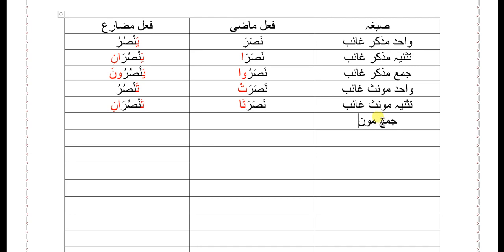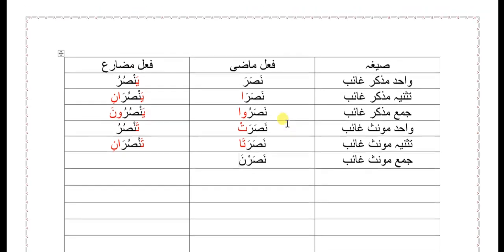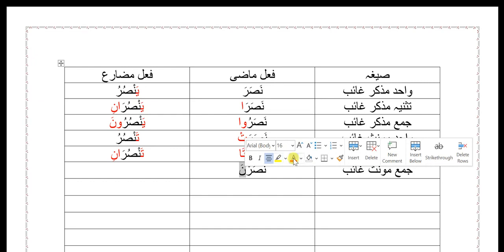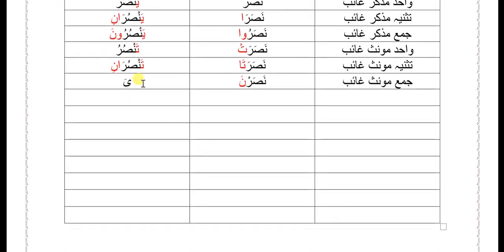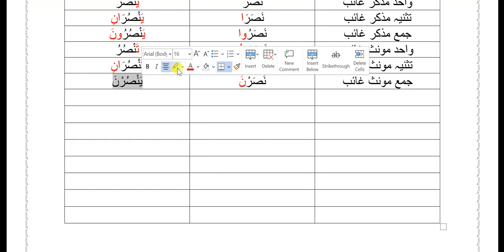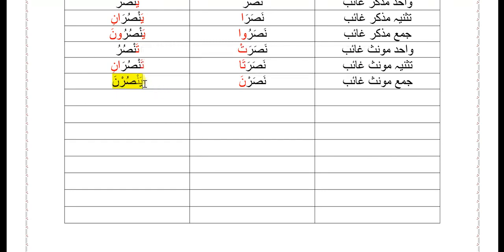Then we have jama muannas gaib, that is nasarna. Here nun having fatha is a sign of jama muannas gaib. Now here I am writing yansurna. Now you will see that this sega is totally different. Why? Because jama muannas gaib and jama muannas hazir in muzare, these two sega are mabni, they have their own format.